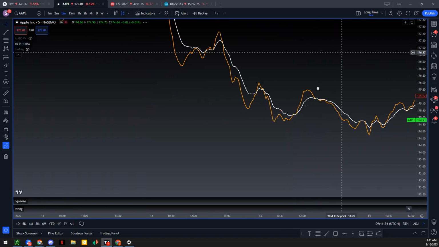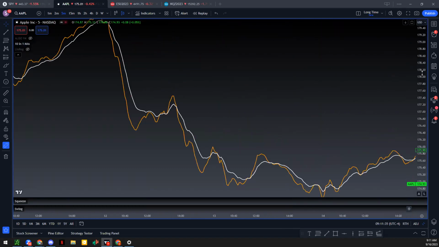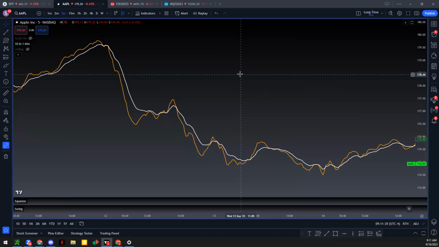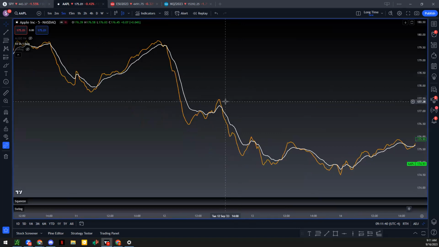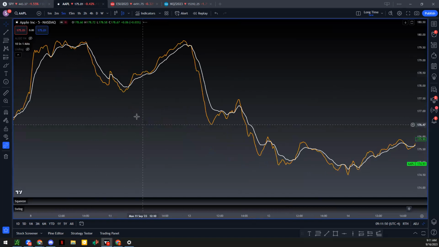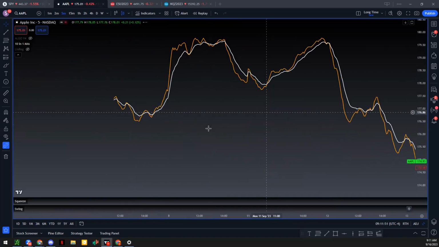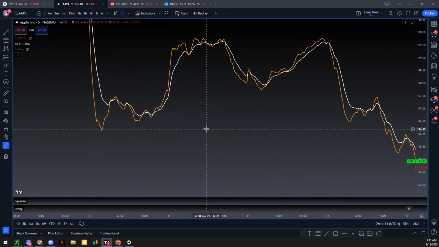We're going to use Apple. We could use any chart, it doesn't really matter. So these are just lines on a chart. But these moving averages, the gold being my 6 and the white being my 17, they follow price, right? Price action is everything, and these follow price.